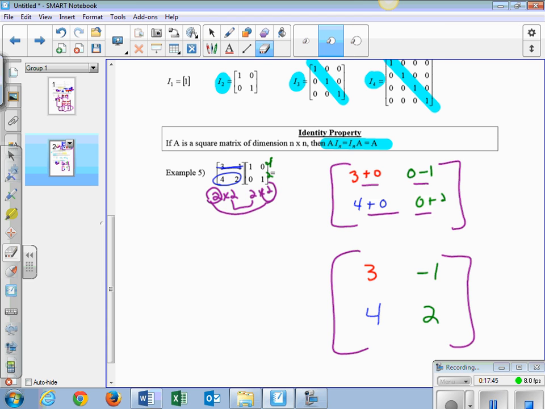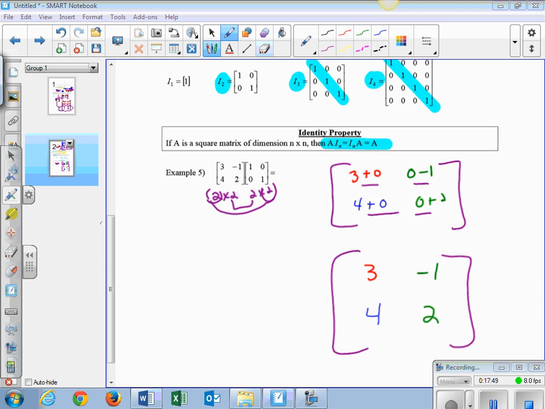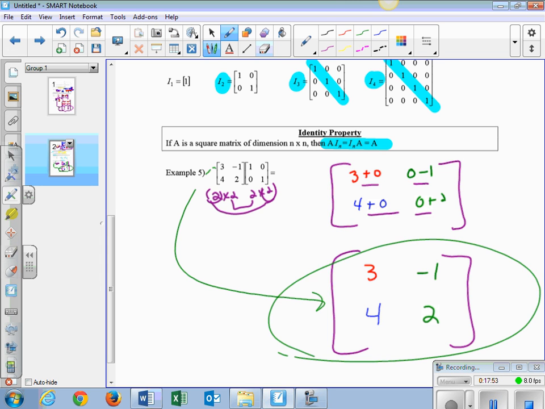Now look and see what we started with. Did we start with the same thing that we ended up with? Look right there. 3, -1, 4, 2. Yes, we did. So multiplying through by a 2 by 2 identity matrix, I produced the same matrix that I started with.